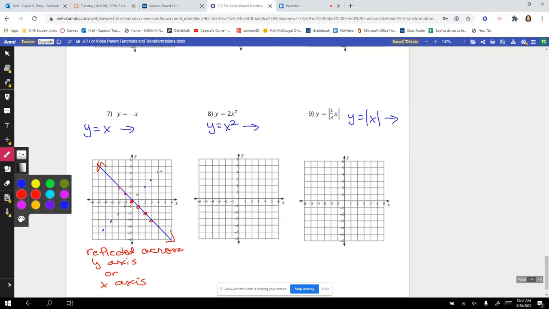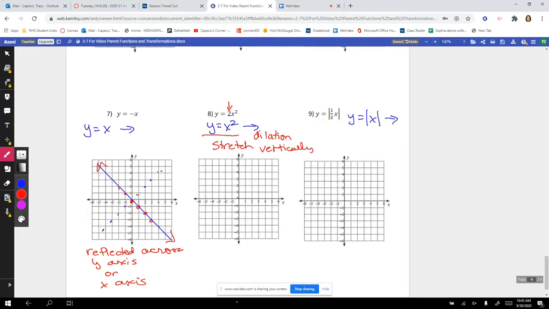Okay, let's look at our next example. We have y is equal to 2x squared. So here's our parent function. Again, this is a parabola. On this one, because this 2 is in front, we have a dilation. Because that 2 is a whole number, we're going to stretch it. We're going to make it look bigger, and it's going to stretch vertically.